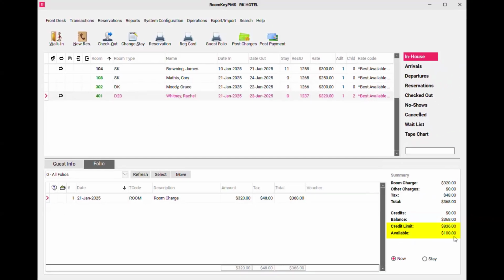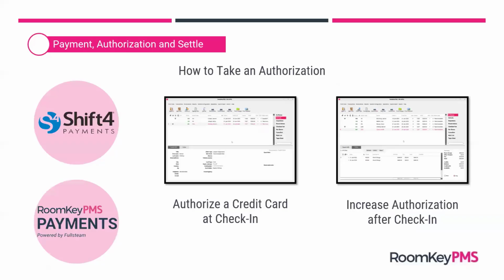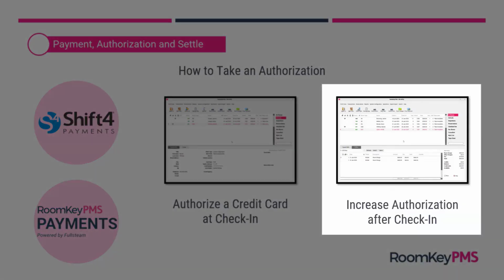Of course, down here in the folio summary, I can also see a summarization of the available credit. So that is how to authorize a credit card at check-in. Now let's look at how you can increase authorization after check-in.